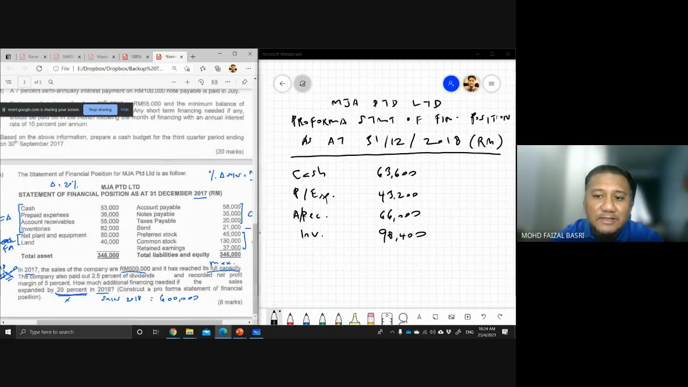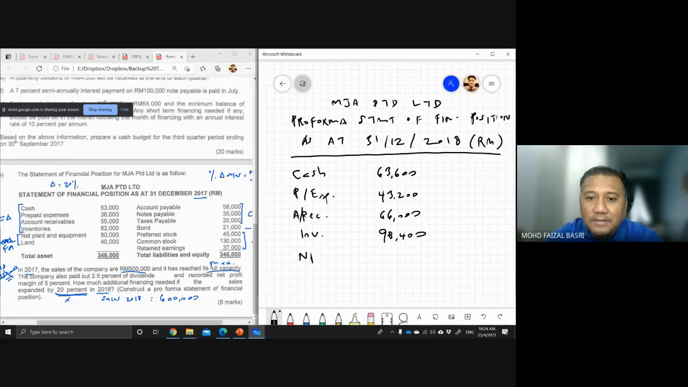Okay, but for this question, net plant and equipment, NPE, we're going to increase it. Why do I increase? Because it's reached full capacity. By how much? Again, by 20%. So currently 80,000, naik 20%, it's going to be 96,000. But for land, because it's not part of production, I don't have to buy new land pun, kan? I don't have to buy new land in order to increase my production. So I will keep it constant at 40,000.